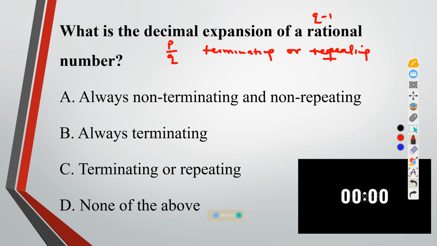So B, always terminating. This is actually incorrect because many can repeat. If you have 1/3, it is 0.333 and so on, so many can repeat, so not always terminating. Then terminating or repeating, this is correct because every rational fits exactly one of these, that is either terminating or repeating. So this is true.